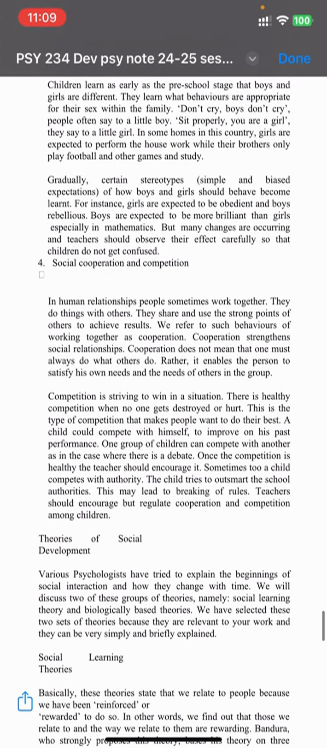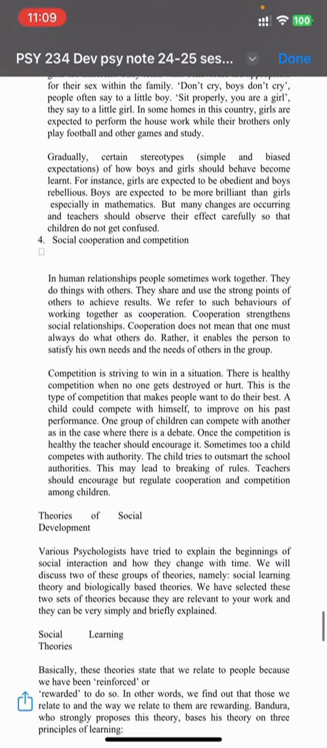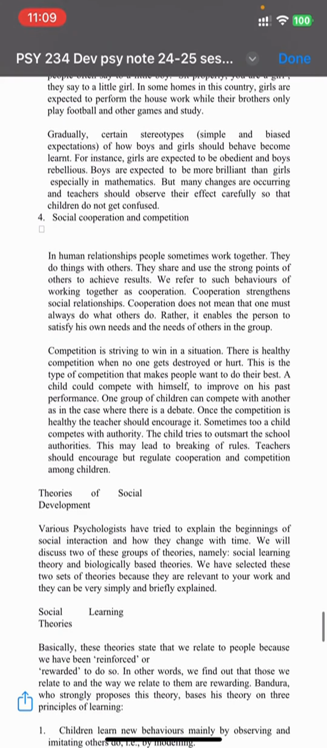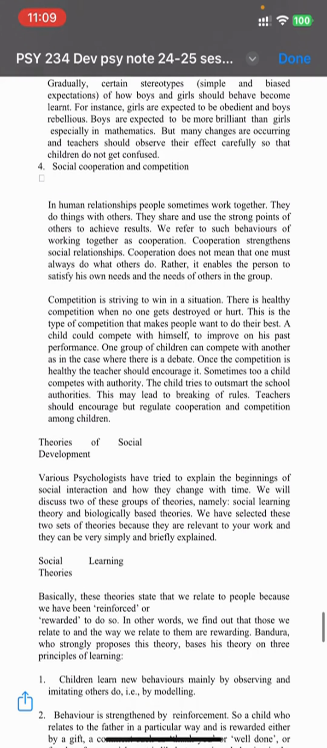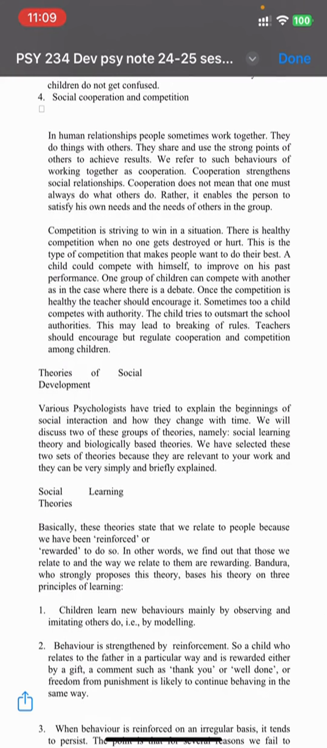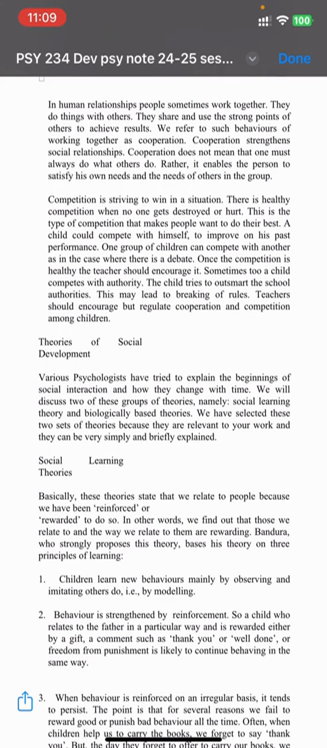Competition is striving to win a situation. There's healthy competition where no one gets destroyed or hurt. There are situations where it's a healthy competition where you still get physically hurt, but I get what they're trying to say. One group of children can compete with another, as in the case where there is a debate. That's fantastic.